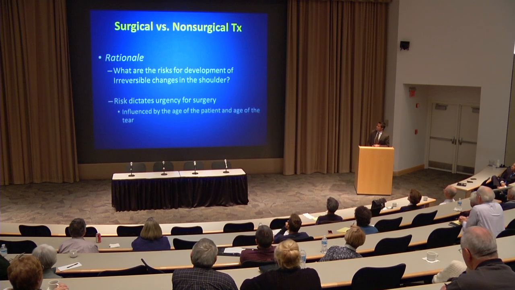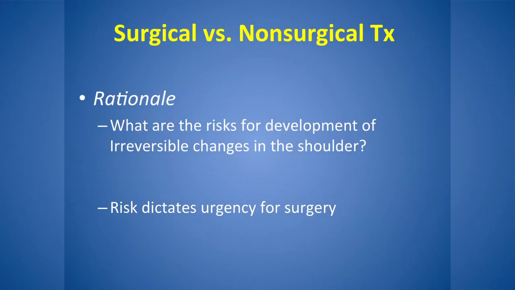So when you're deciding surgical versus non-surgical management, the rationale is basically understanding the risks of development of irreversible changes in the shoulder, and that's different from patient to patient. That individual risk will dictate the urgency for surgery. It boils down to these risks being influenced by the age of the patient and the age of the tear, because the age of the tear determines the size of the tear and the degree of muscle wasting in many cases.